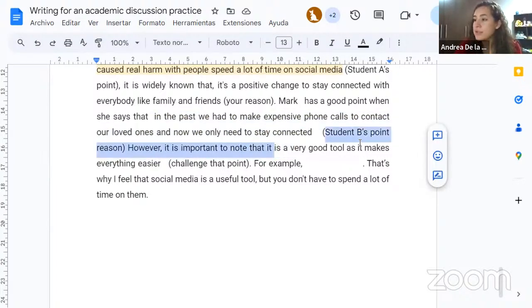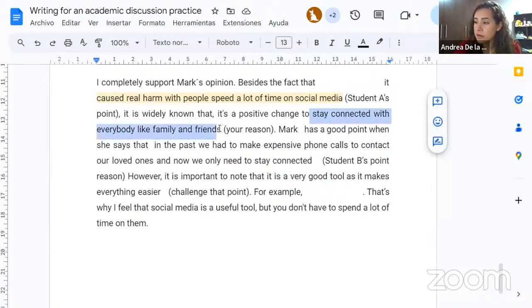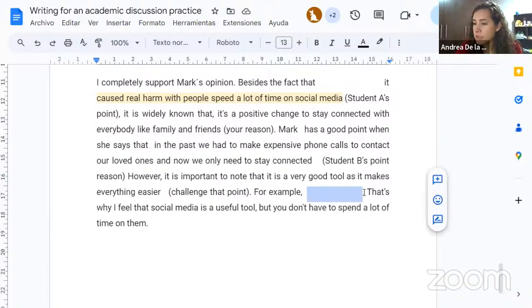that it has also helped other people mentally, maybe. Or it is important to know that it has also had, let's say, positive effects, and you can continue talking about your idea here, right? It is a very good tool as it makes everything easier. For example, okay, you're missing your example here, your details, and then you have, that's why I feel that social media is a useful tool, but you don't have to spend a lot of time on it. Okay, good. And so it's not bad, but I think you got confused between the two students, right?